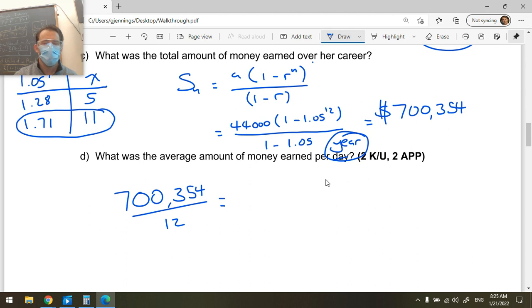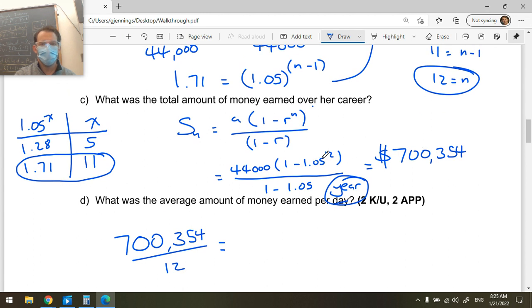Wait, so is it only 1.05 raised to the 12, or is it that whole bracket raised? Where's your question? Just 1.05 raised to the 12. It's just 1.05 raised to the 12. The 1 is not raised to the bracket. No.